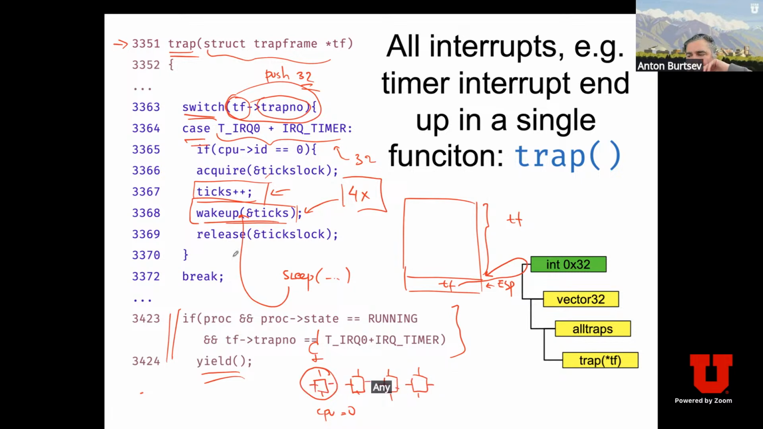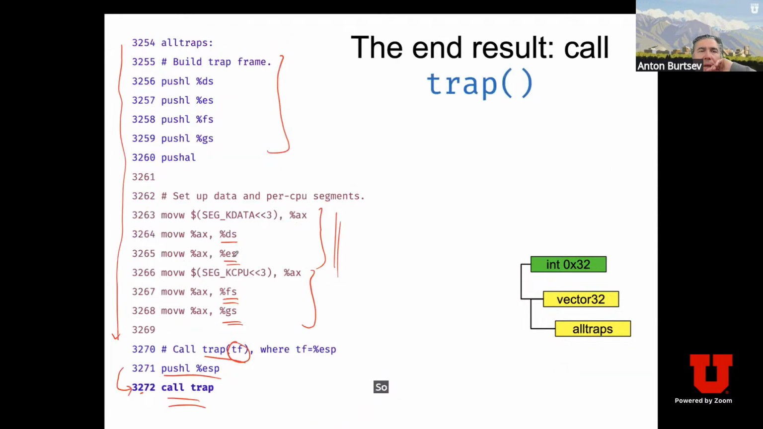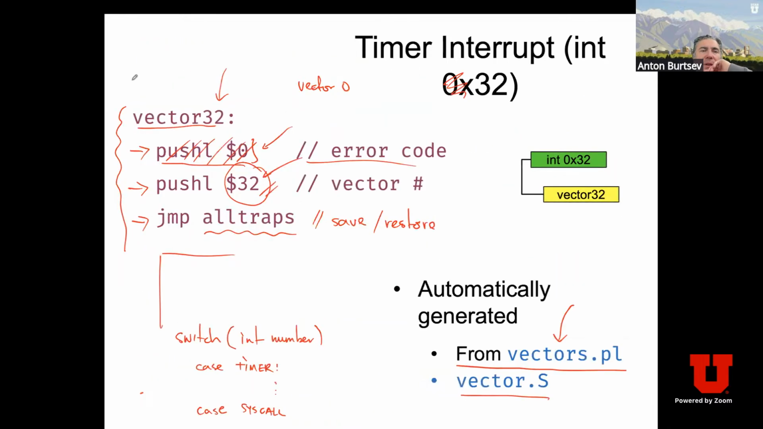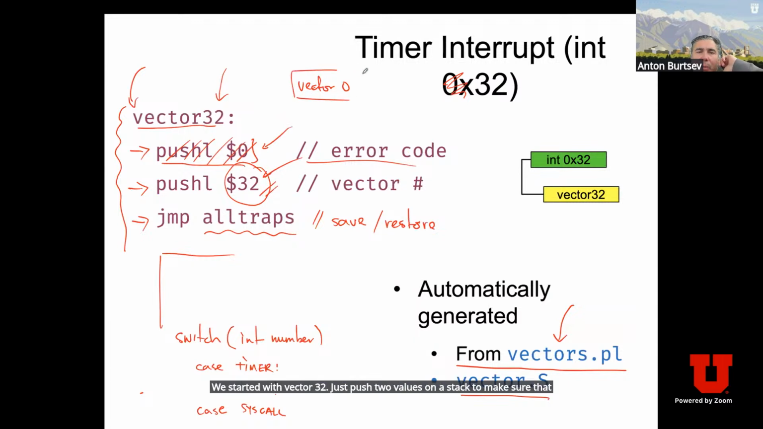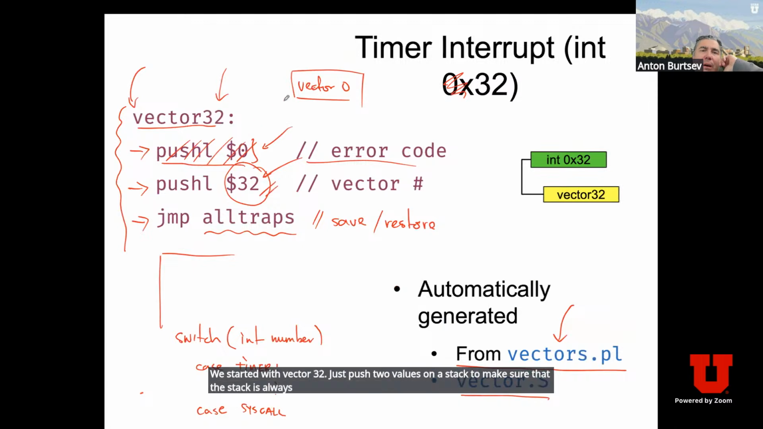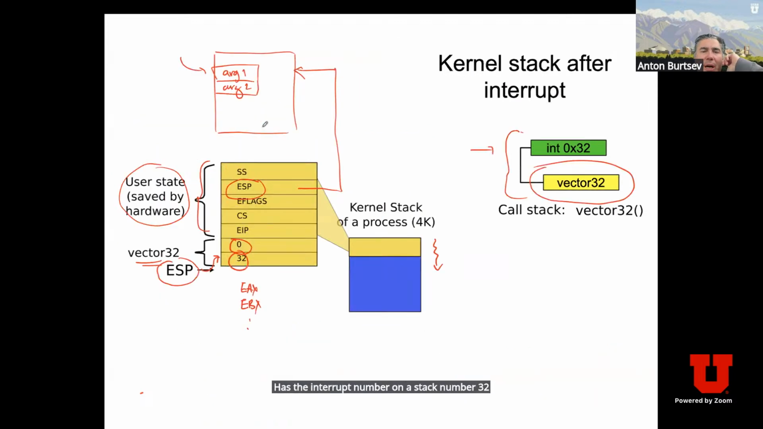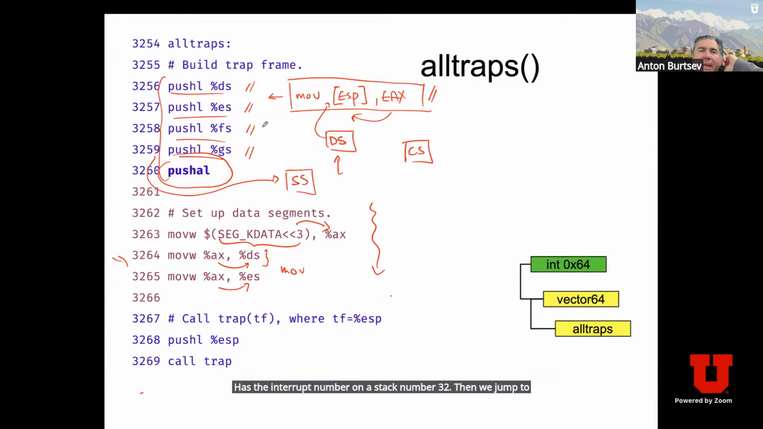Any other questions? So again, not super hard. Let's just quickly look at the source code again. We started with vector 32, which just pushes 2 values on the stack to make sure that the stack is always aligned: a 0 error value, and the interrupt number, number 32, on the stack.